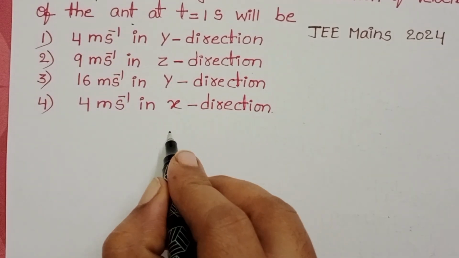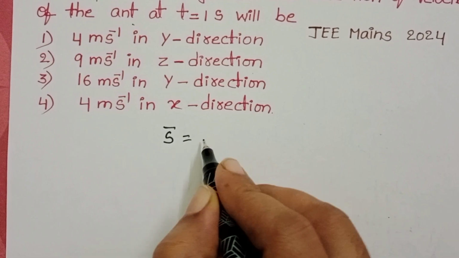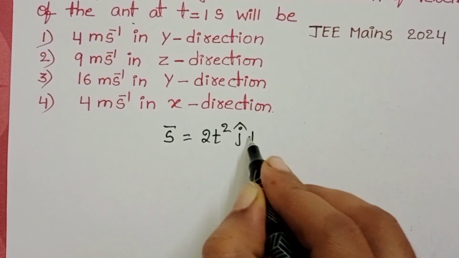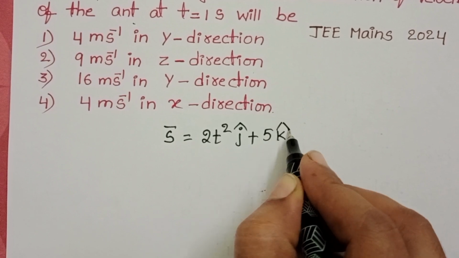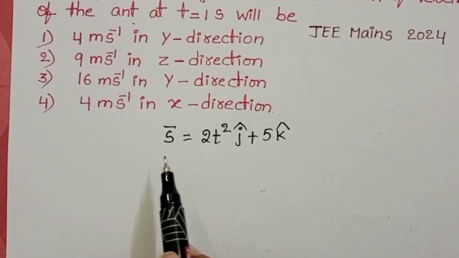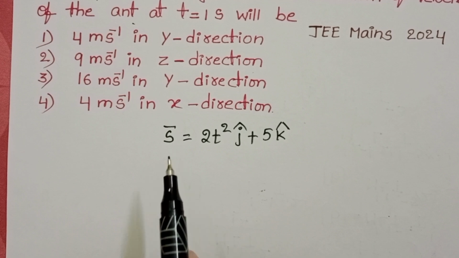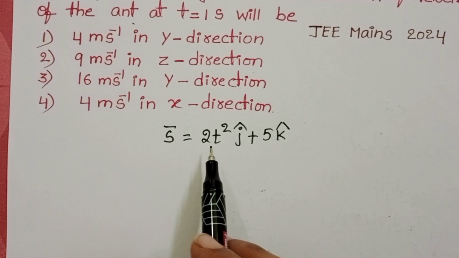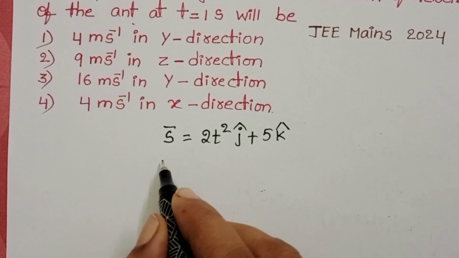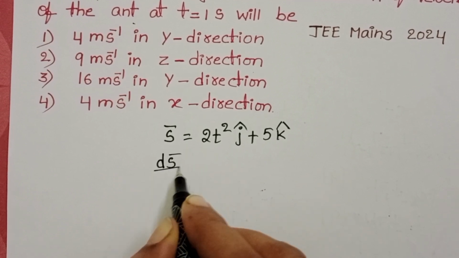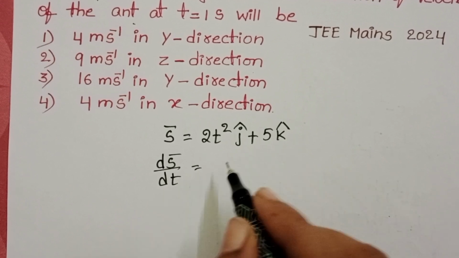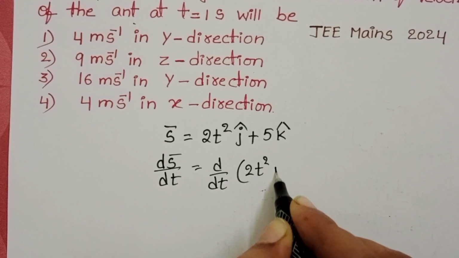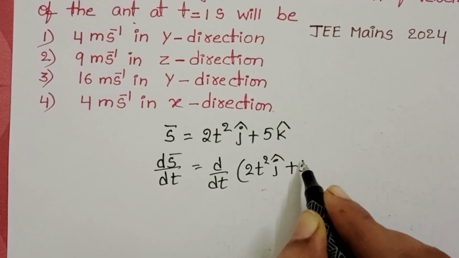First, take the given position vector. Here the position vector is a function of time. We know the rate of change of displacement is called velocity. So differentiate the given position vector on both sides with respect to time. Then we get velocity: ds bar by dt equals d by dt of 2t² j cap plus 5k cap.